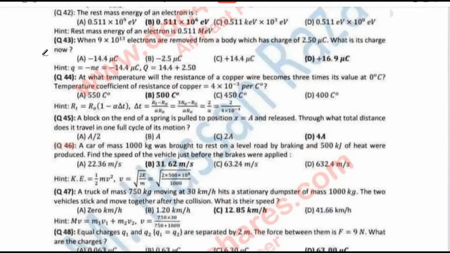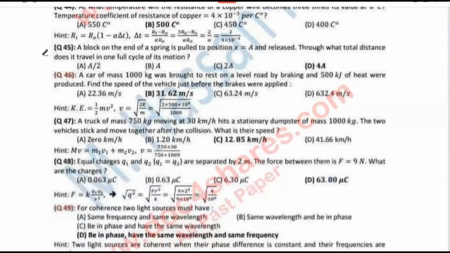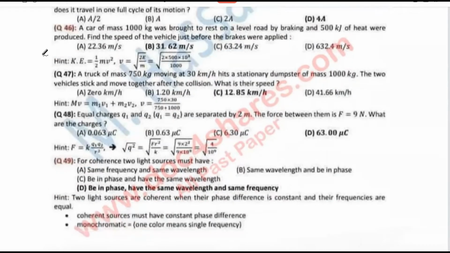The hint is also there. 48. Equal charges Q1 and Q2, where Q1 is equal to Q2, are separated by a 2 meter distance, and the force between them is F = 9 Newton. What are the charges? So the charges are 63.00 microcoulomb. And 49, for coherence, light sources must be in phase and have the same wavelength and the same frequency.